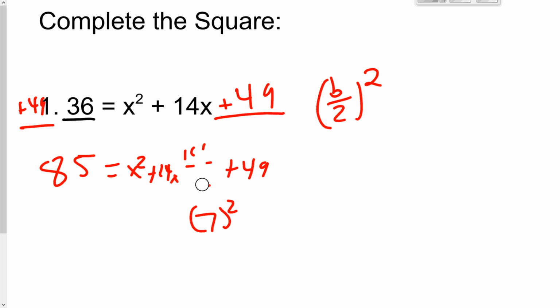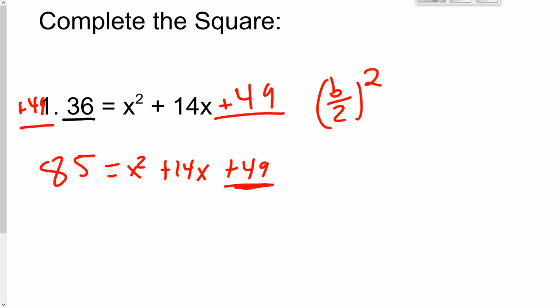Right, that 14x doesn't change. It doesn't disappear just because you took your b and divided by 2 and then squared it. It doesn't actually literally change the b. The b stays the same as 14x. You're just finding that new c to go right here. And then we simplify, right?